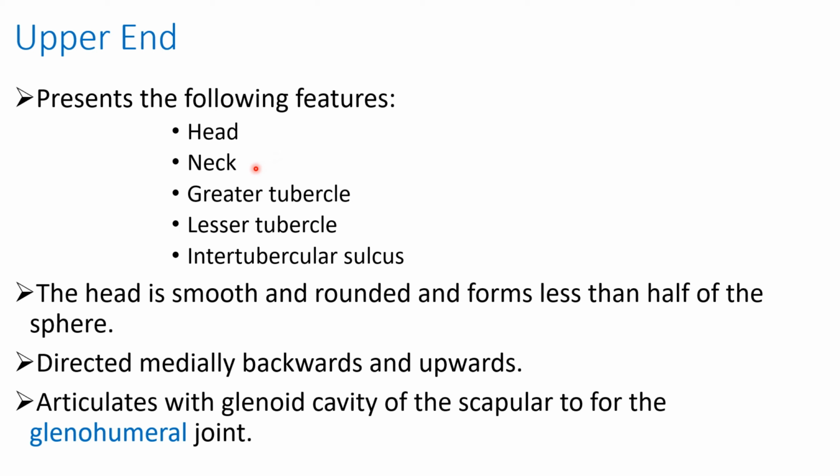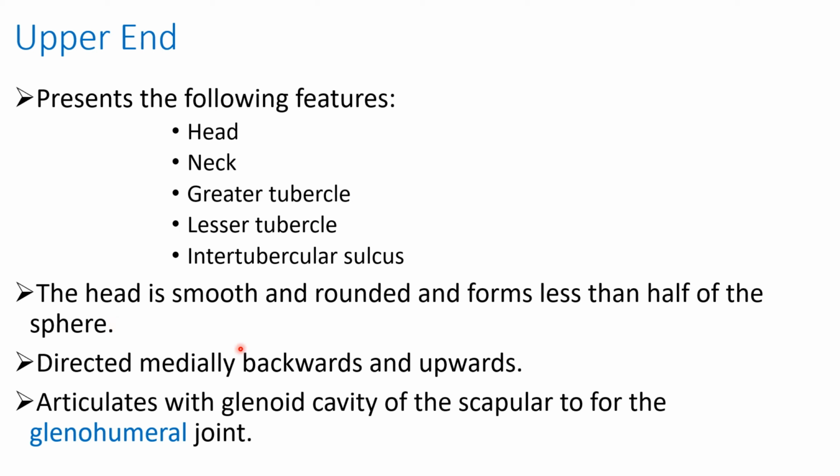The humerus bone has three necks. We have the anatomical neck, the surgical neck, and the morphological neck, as we look in the future slides. Then we have the greater tubercle, the lesser tubercle, and then the intertubercular sulcus, or what we call the bicipital groove. The intertubercular sulcus is found between the greater and the lesser tubercles.